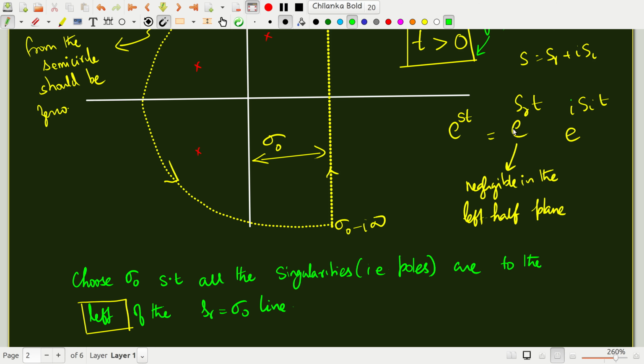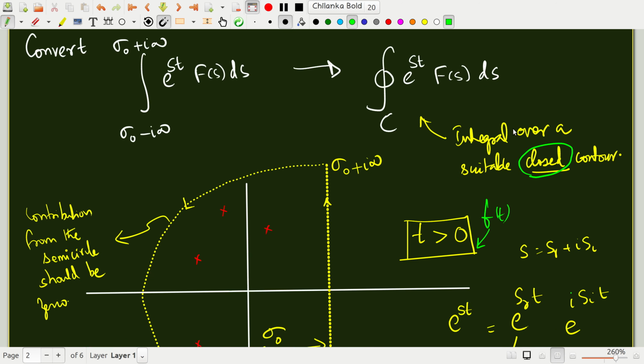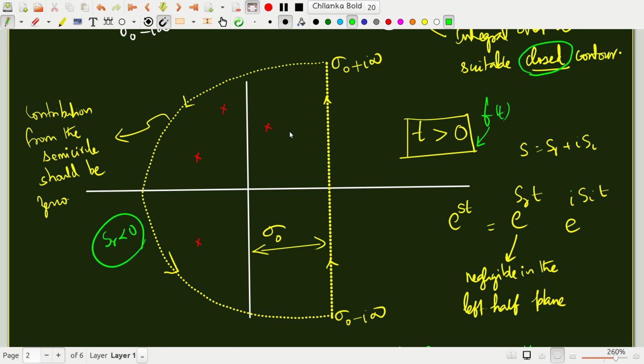Now if you are converting this integral to a closed contour, for t greater than 0 you should close the contour to the left of this line, because in this part here s_r is negative. On this side s_r is positive, on this side s_r is negative. So this will decay exponentially as you go further and further away in the left half of the complex plane. So you would close the contour like this.